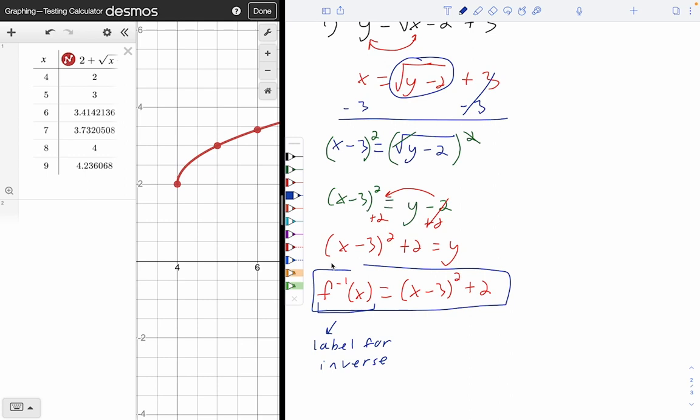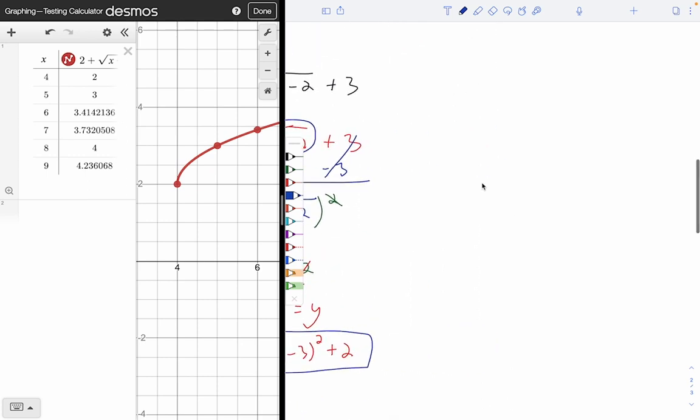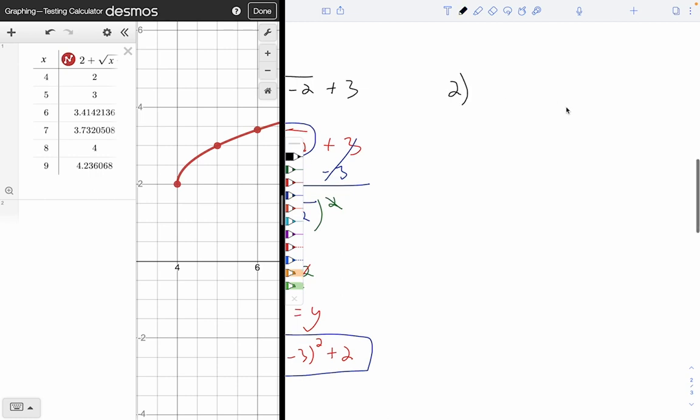All right. Okay, let's do another one. Number 2. f of x equals x minus 2 squared plus 3.